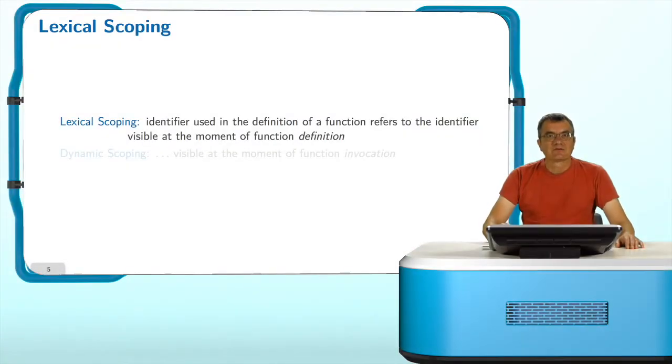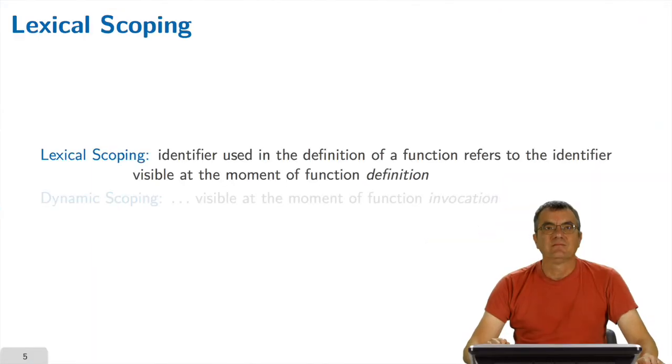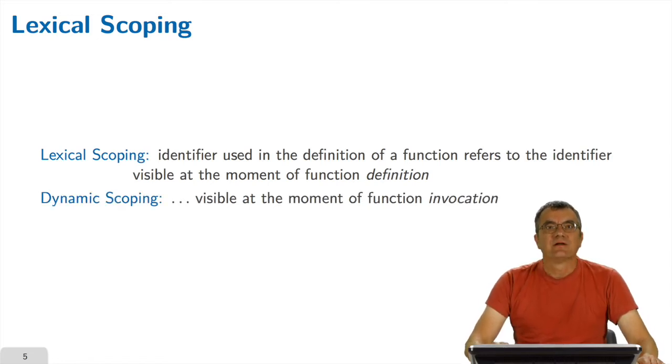OCaml, as almost all modern programming languages, is governed by the principle of lexical scoping. This is a very fundamental principle of modern programming languages, so let me spell it out. If you write the definition of a function and you use in the body of the function the name of an identifier, then this name always refers to the identifier which was visible at the moment of declaration of the function, and not to the one which is visible at the moment of execution of the function, which would be the opposite principle of dynamic scoping.